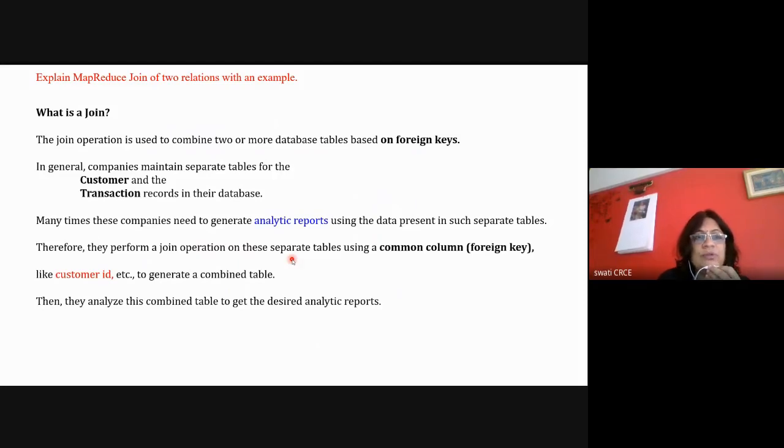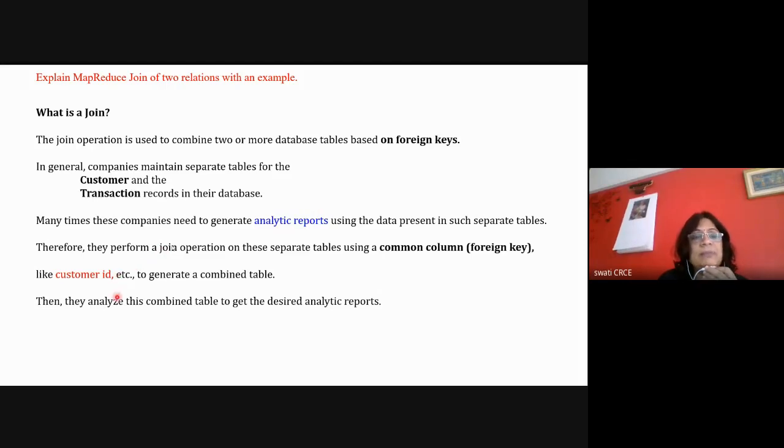Okay, so now we are going to the answer for this question: MapReduce join of two relations. I'm taking an example from your database. Suppose you have two tables. Normally, whenever you build an application for an e-commerce website or some shopping or buying, we have a customer table and a transaction table. We don't have a single table where everything is stored.